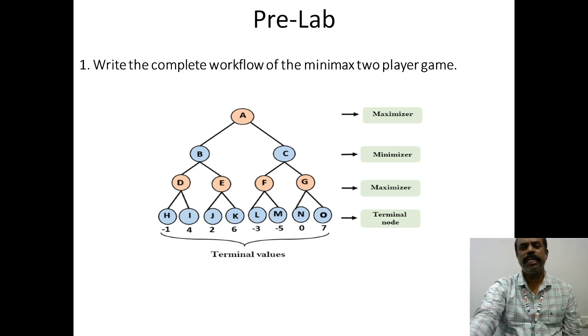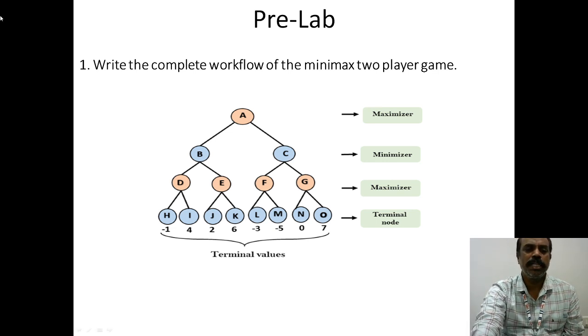Coming to your pre-lab, we need to write the complete workflow of the minimax two-player game. So in this example, we have the maximizer at the top level, the minimizer at the next level, the maximizer at the low level, and then the terminal nodes. For this pre-lab, you have to traverse from the root node using the depth first search process and reach the terminal node.